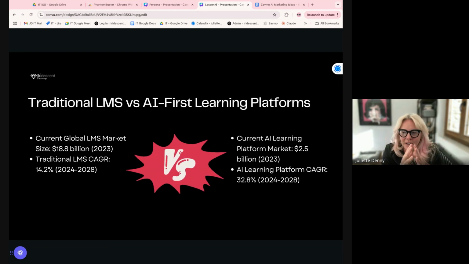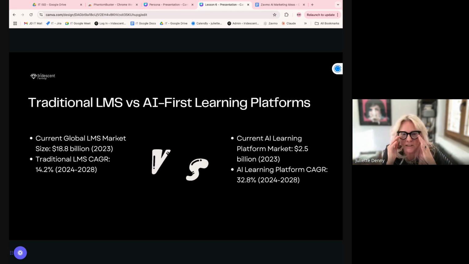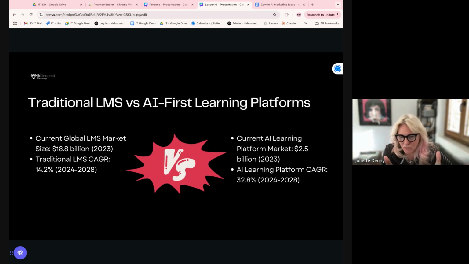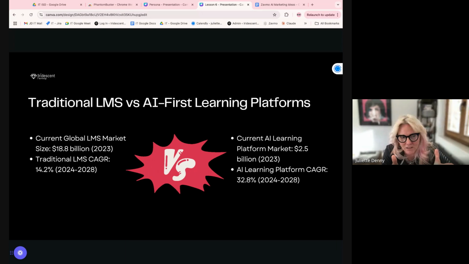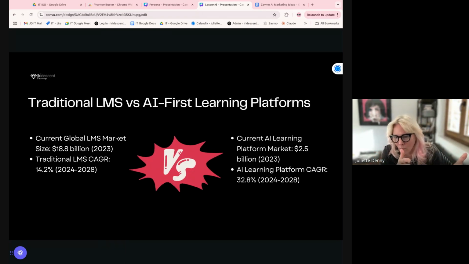So what's happening in that industry? Well, first of all, the AI learning platform market is much, much smaller than the current LMS market. It's much smaller because it's only just started and we haven't got as much competition. People haven't entered the market yet, right? But what is really good about it is the AI learning platform market is growing at a much, much bigger rate, right? Practically double, if not more, than the LMS market, right?